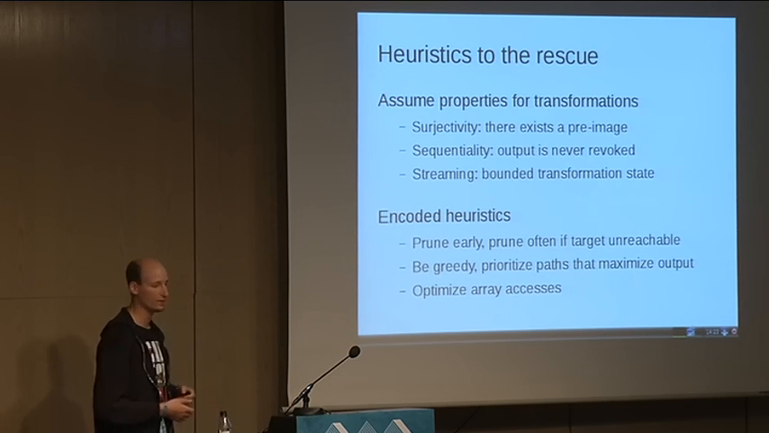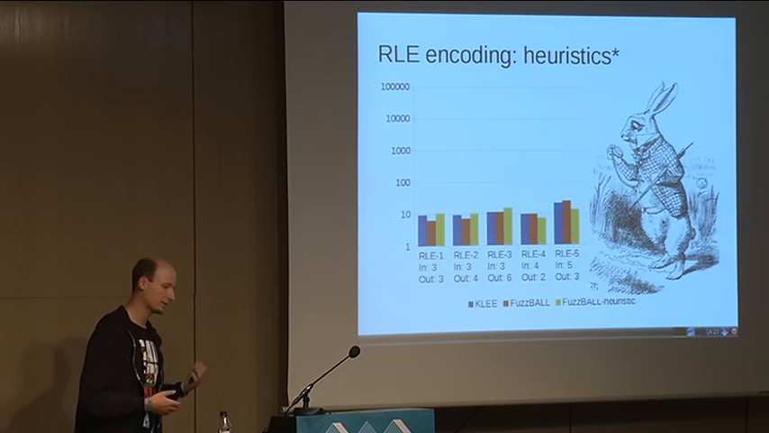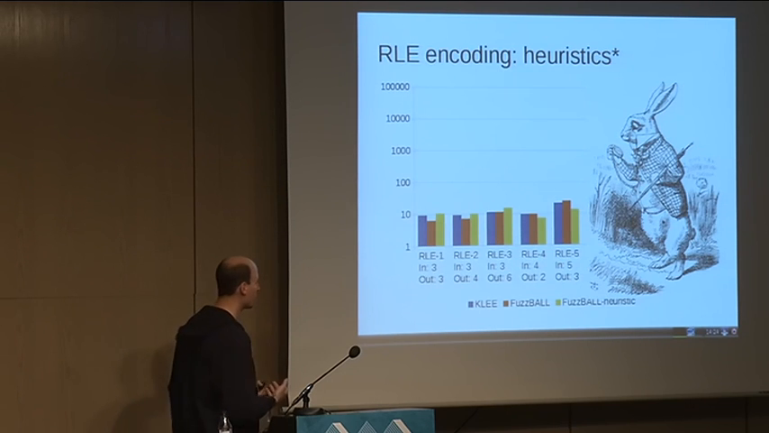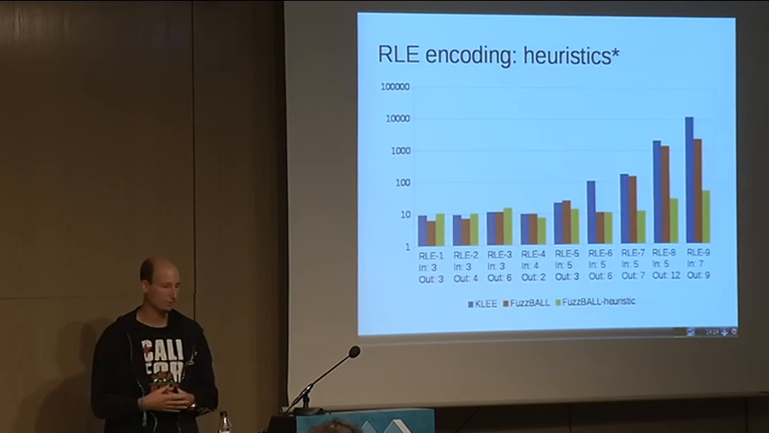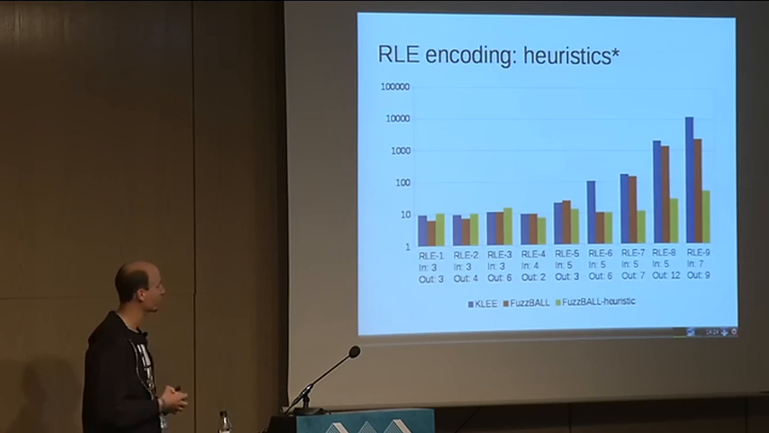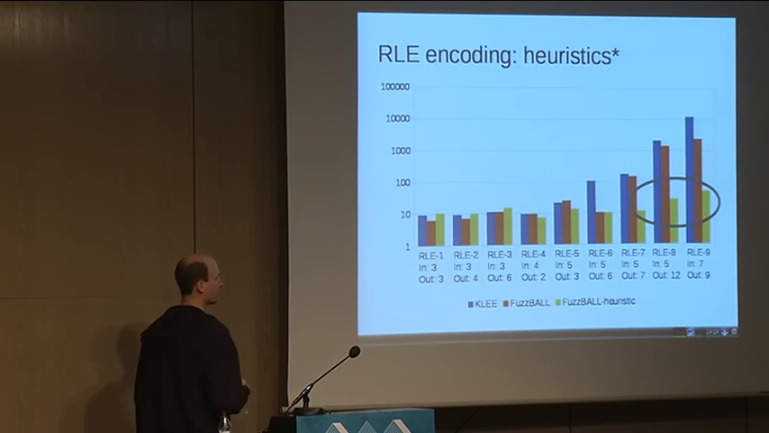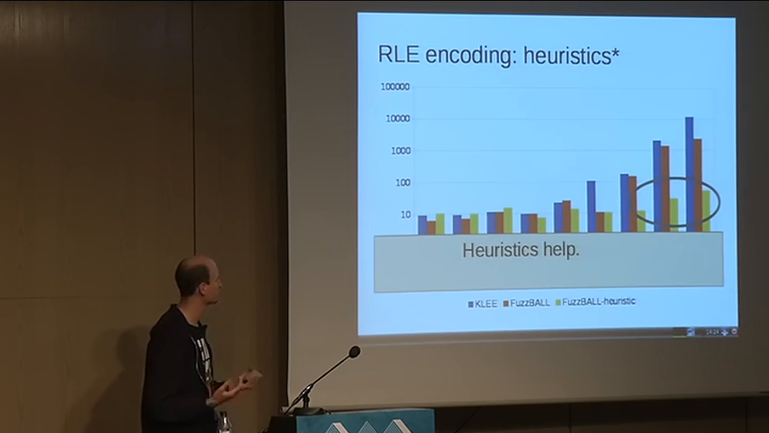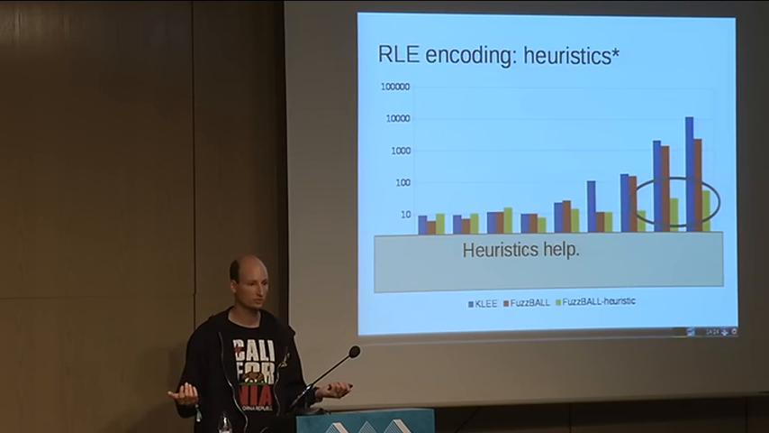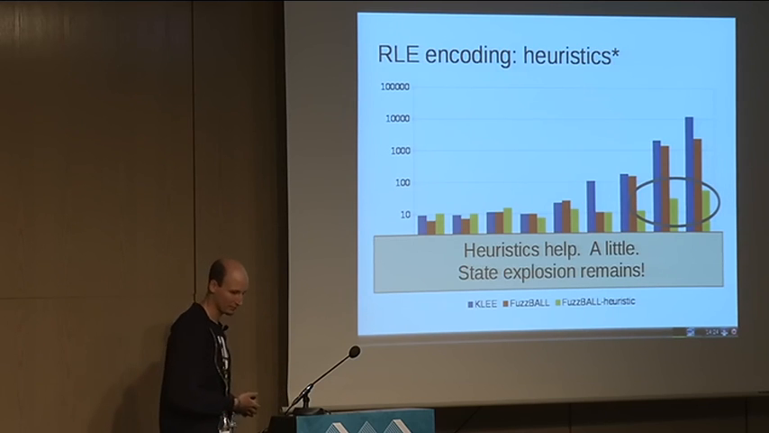So if we encode these heuristics, how far does it scale? We use the same transformation as before. This time we use 3 configurations: CLE, fuzzball, and fuzzball with our newly encoded heuristics. And we see, well, it's not too bad. We are doing much better than the unoptimized version. So we still see some kind of explosion, but it's not as bad as before. So heuristics help, well, a little. But the state explosion still remains, and we have to cope with that further.